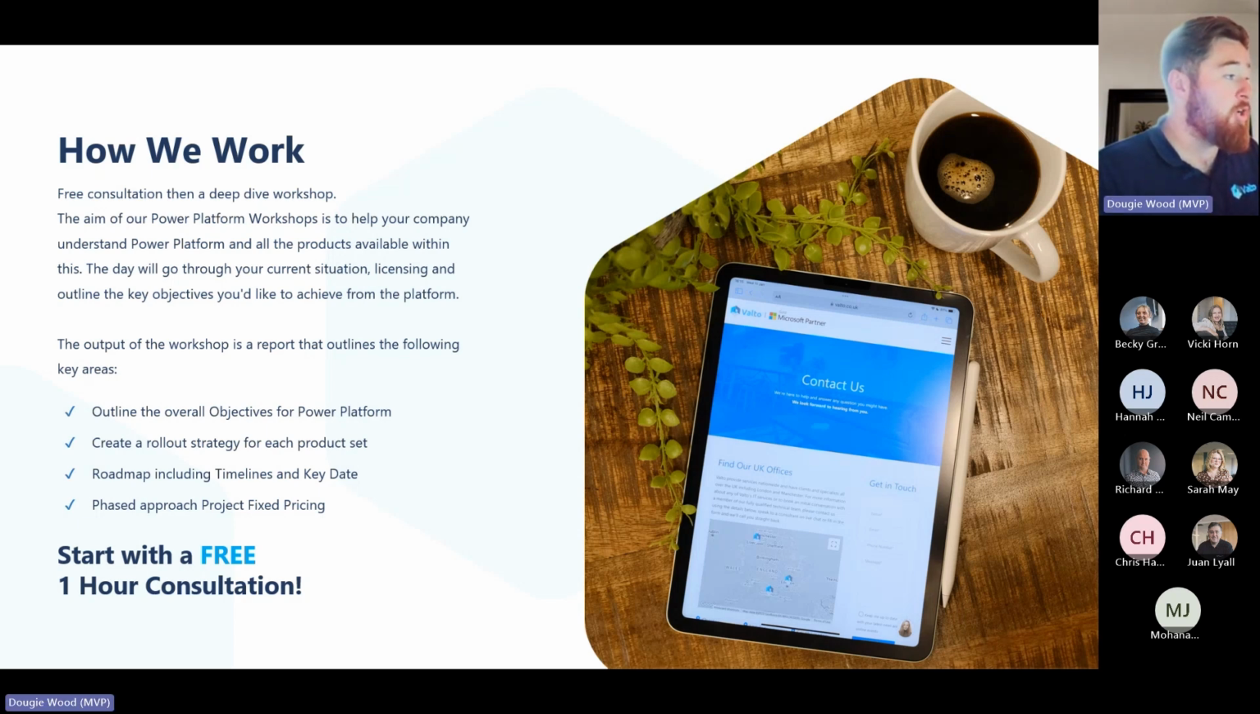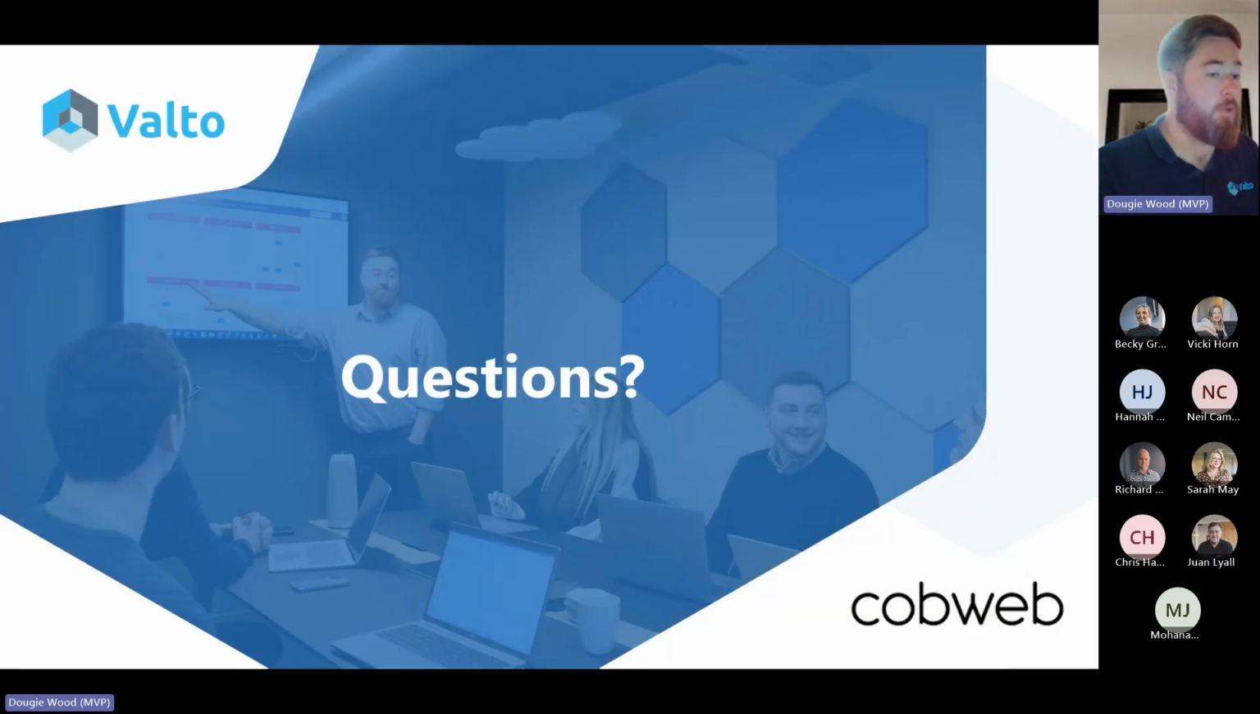The key output of the workshop is a report that outlines the overall objectives for why you would use Power Platform, a robust rollout strategy for each of the product sets, and a roadmap including timelines and key dates, and a phased approach with fixed pricing for any applications that we were to build. But as I say, this all starts with a free 1-hour consultation. If you want to get that booked in, reach out to the guys at Cobweb, and we can get that booked in for you.